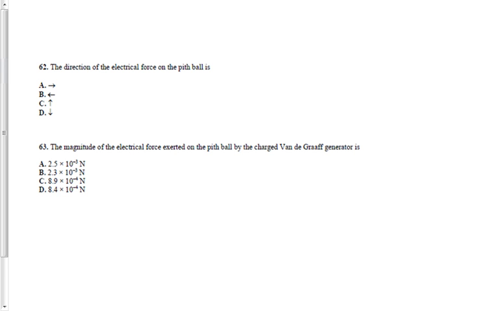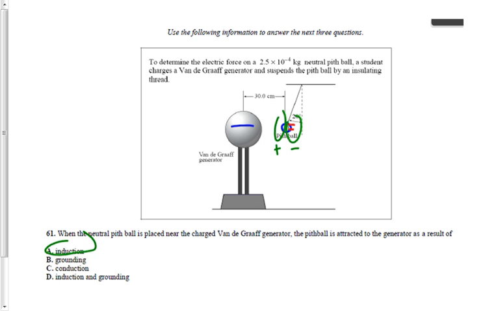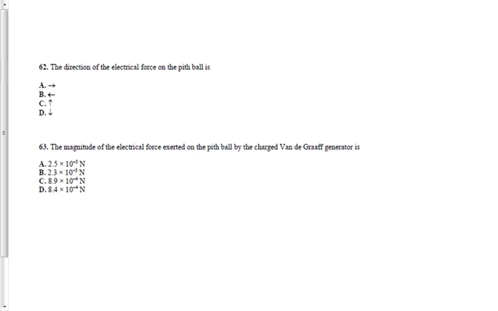The direction of the electrical force on the pith ball is which way? Well, if this pith ball is being pulled toward the Van de Graaff generator, the force on the pith ball must be this way. Now, the force on the generator is the other way, but that's not the question, right? We're trying to find the force on the pith ball. So it's going to be to the left, which is exactly what all of you said.